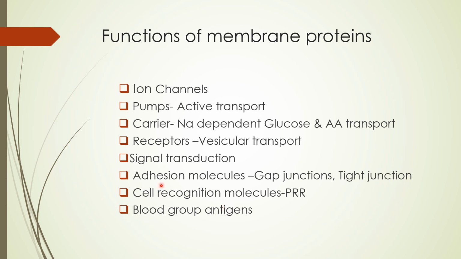There are also cell recognition molecules for immunity. We have to recognize whether the antigen coming is foreign or our own. So, cell recognition molecules also. Then blood group antigens: we know that on the RBC membrane there is H antigen, and blood group A or B is recognized with the help of subsequent attachment to that H antigen, right? So for blood group antigens also the cell membrane and membrane proteins are very important. This is all about the functions of the plasma membrane proteins.